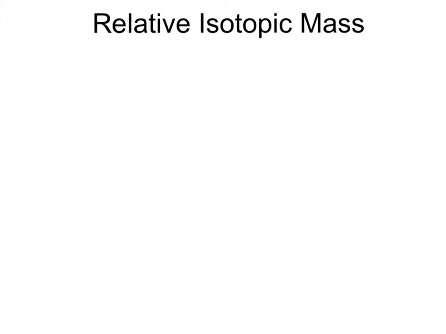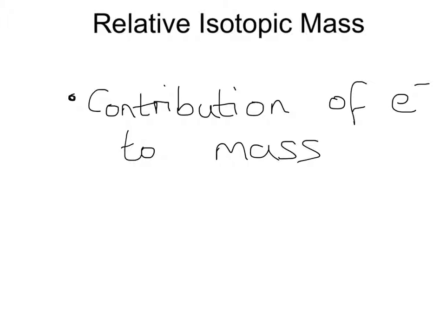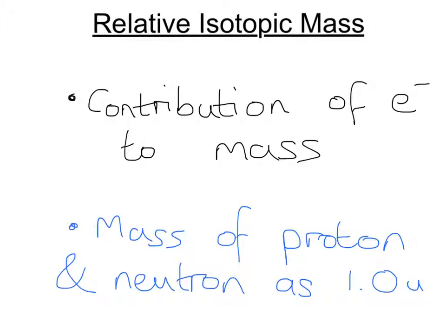Note at this point we've made 2 important assumptions. First, we have neglected the tiny contribution that electrons make to the mass of an atom. And secondly, we've taken the masses of both a proton and a neutron as 1.0 U. Most elements, however, contain a mixture of isotopes, so we're going to look at that next.